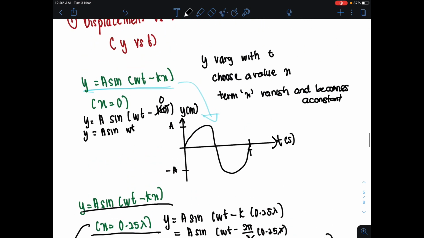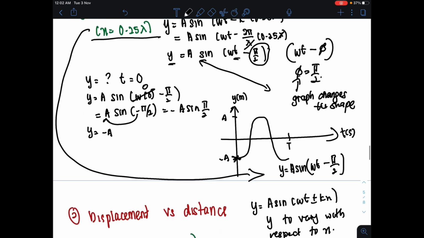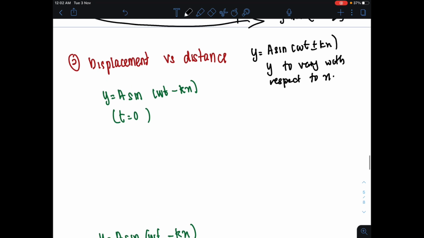Macam tadilah. Tadi bila kita nak plot y versus t, kita make sure kita masukkan nilai untuk x supaya term x vanish and becomes a constant. So you're going to do the same thing when you want to plot y versus x. So kita nak hilangkan term t, so kita akan letak a value for your t lah kan. So contoh dekat sini dia kata t sama dengan kosong, so the equation here becomes A sin omega 0 minus kx. So ini jadi kosong.